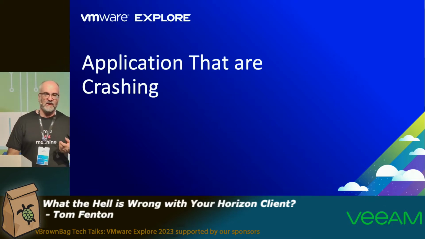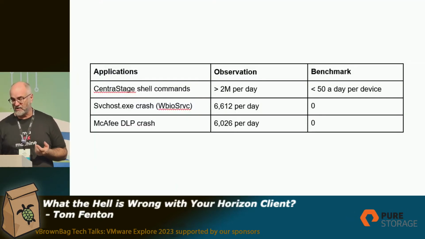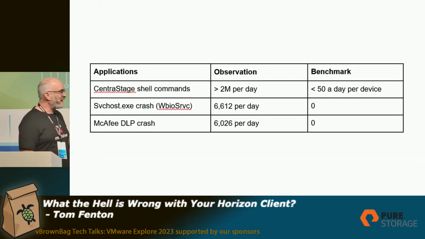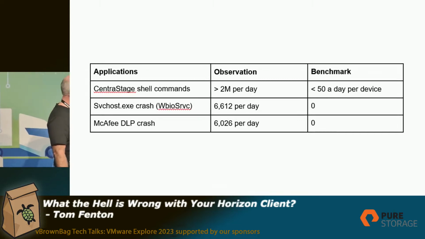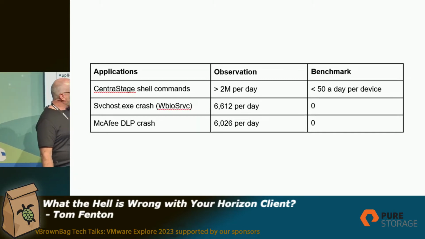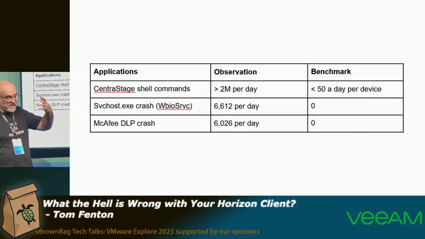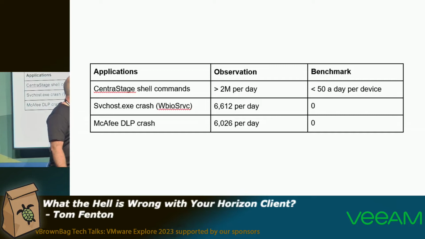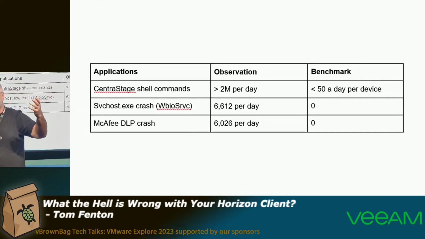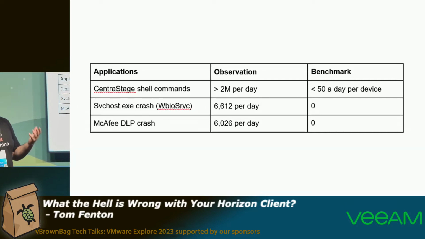Next thing we looked at was the application crashes. And we found that one application, it was a shell command, we saw over 20 million crashes a day from this one application. It'd come back up, but it'd crash. That's 50 per device per day. And they didn't have this insight.